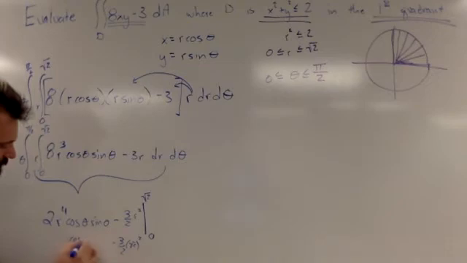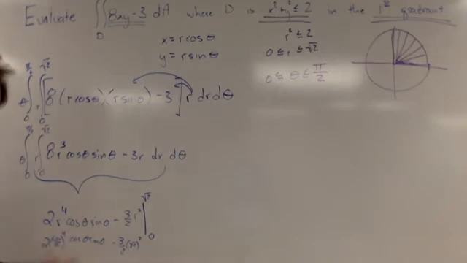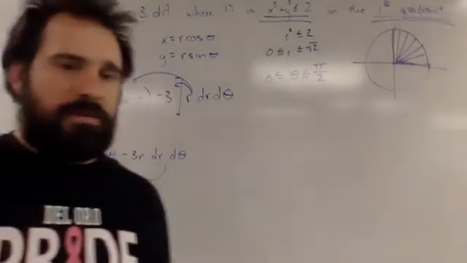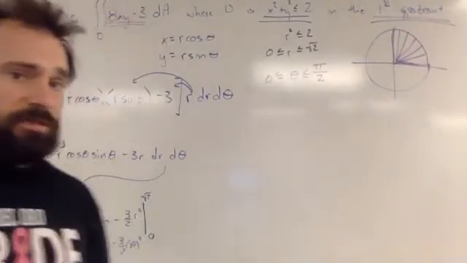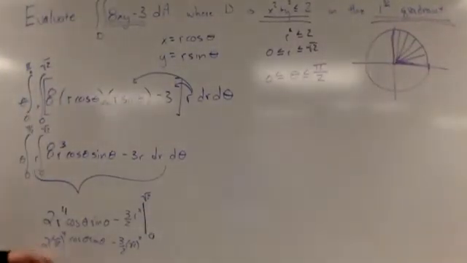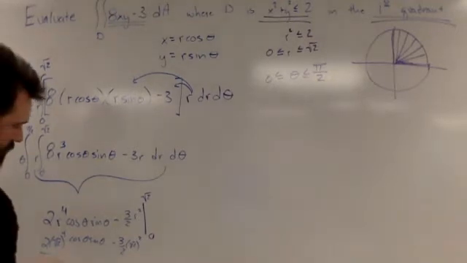Then I have cosine of theta, sine of theta. This is going to be 2 times the square root of 2 to the 4th. So here, the square root of 2 to the 4th, that's the same as saying 2 squared. So that's 4 times 2 is going to give me 8.